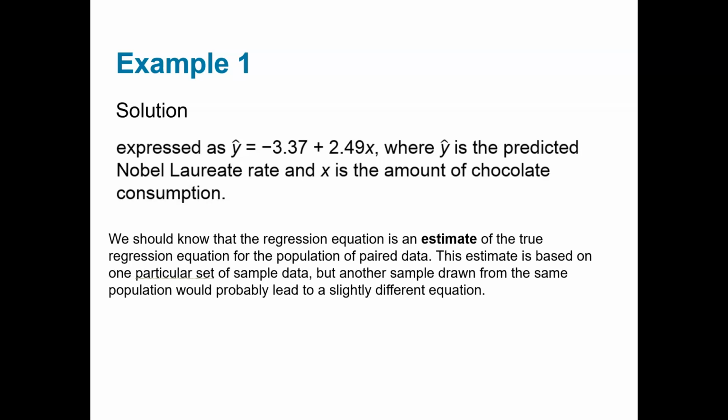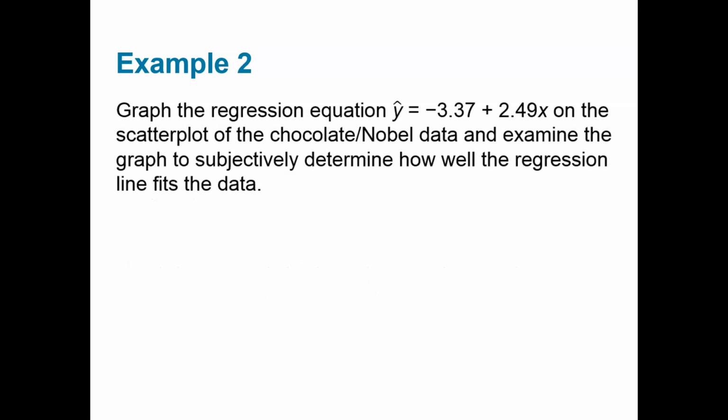We know that it's an estimate of the true regression line, just because it's based on one particular set of sample data. Now we have this, and they've done it to 2 decimal places. We're going to graph the equation on the scatter plot and examine it subjectively just to determine how well the regression line fits the data.